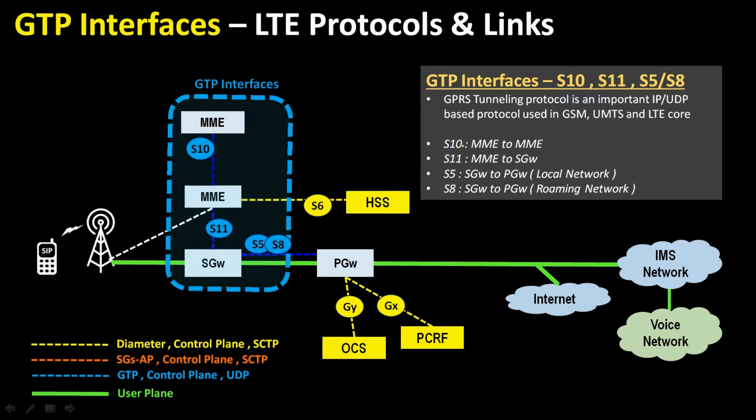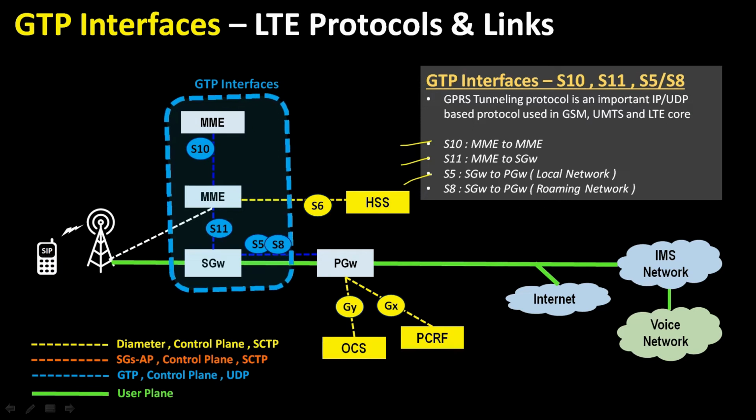Now, these blue color interfaces are based on GTP. The first one is the S10, which is used between MME to MME. This is a control plane interface between MMEs, which is used for handover and context transfer. S11 is a link which connects MME to S gateway. This handles functions such as bearer creation, deletion, paging coordination, and mobility management.